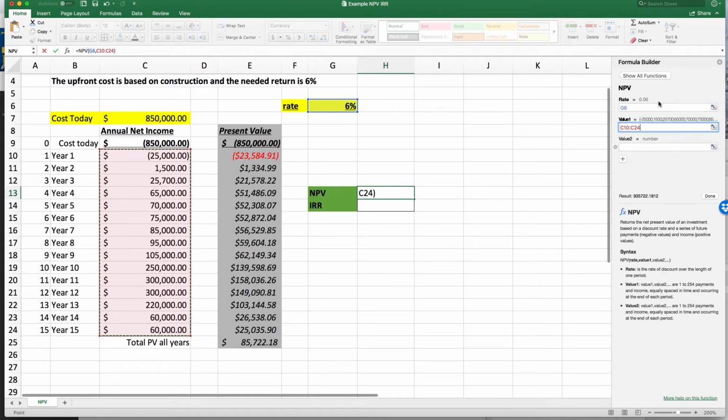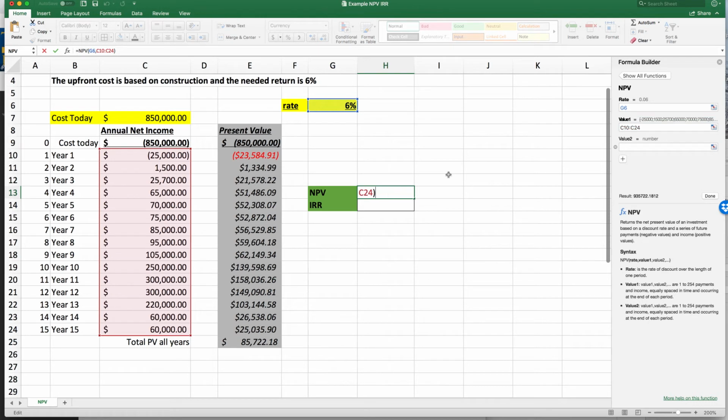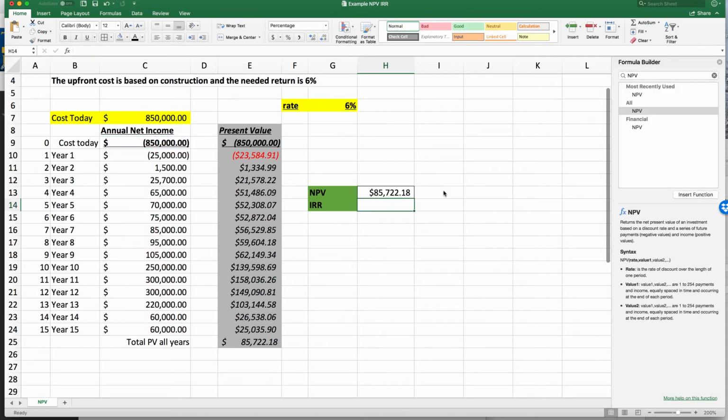Now, so really what I needed was rate and values. I'm going to go to the end of my formula and hit plus and just add that $850,000 I had to pay up front. So I've got all of my income potentials coming in. I've got my rate to discount them. Then I just add what my upfront investment cost is, and I hit enter, and that gives me the $85,722. The same thing I found when I added them up here in this formula. All right, but done a lot faster.